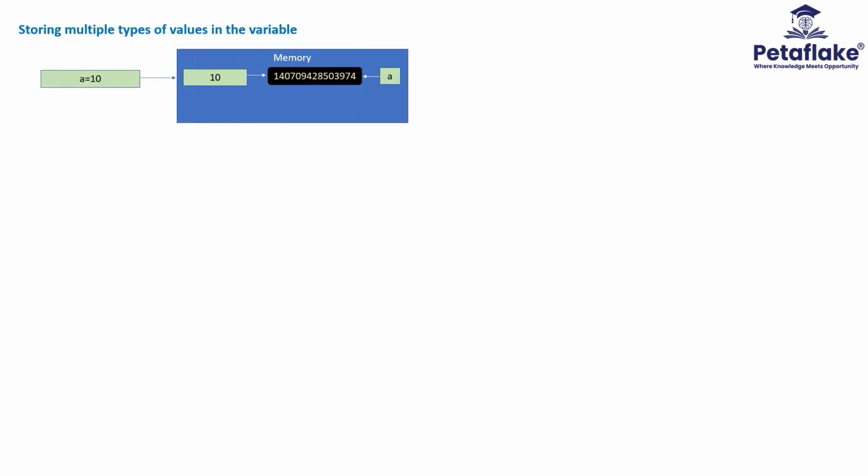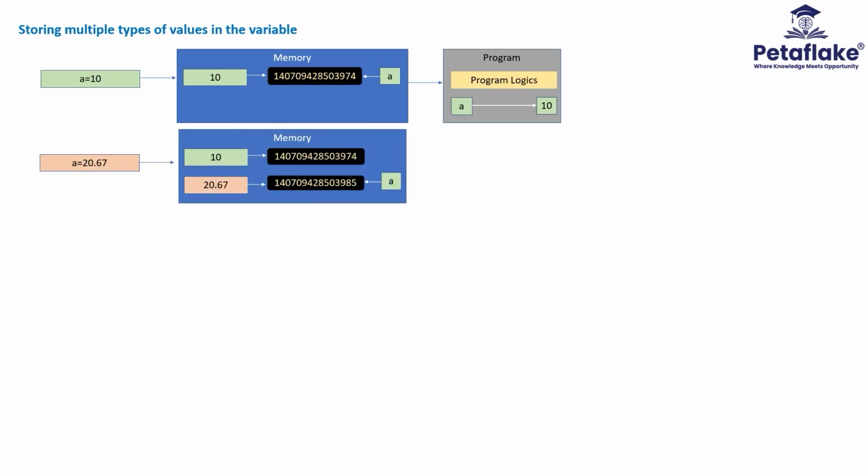Let's assume that we have declared a variable a equal to 10. Python creates an integer object and stores the value 10 in the memory, and the memory address of the object is stored in the variable a. At this point, when the program looks for the value of the variable a in the memory, the program gets the value as 10. Let's assume that we have assigned a new value 20.67 to the variable a in the same program. In this scenario, Python creates a new float object in the memory and stores the value 20.67.